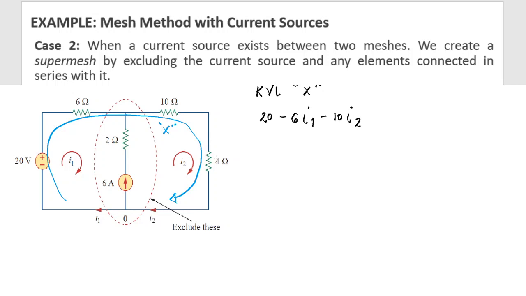Next, it passes through this 4 ohm resistor, minus 4I2 equals 0. Simplifying the circuit, that will be 6I1 plus 14I2. Transposing these terms to the other side equals 20. That is our equation 1.